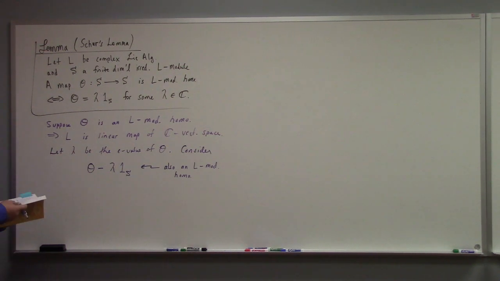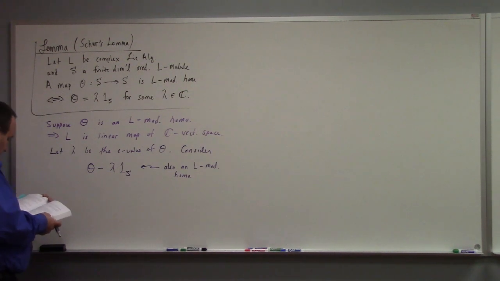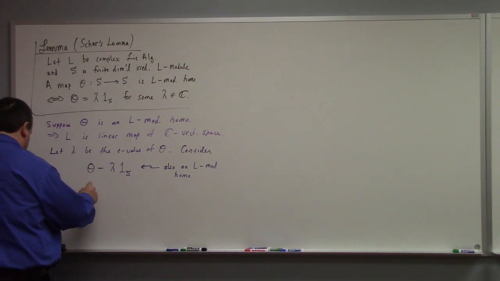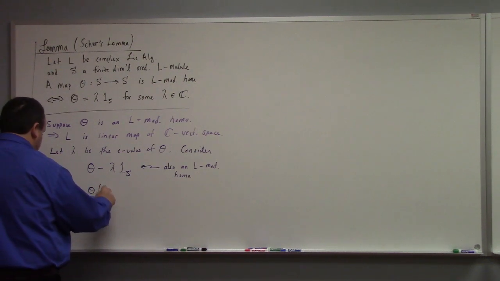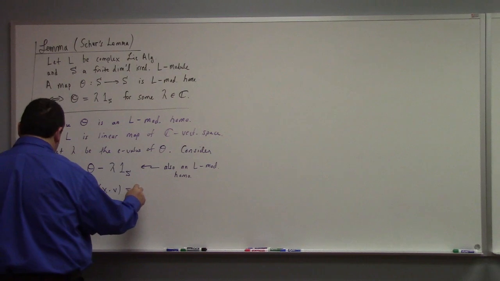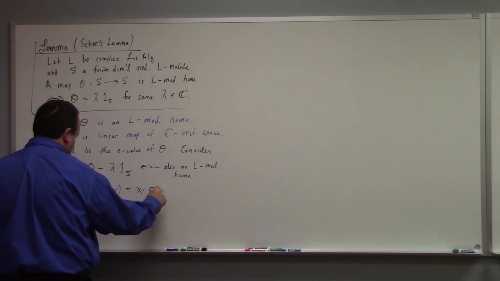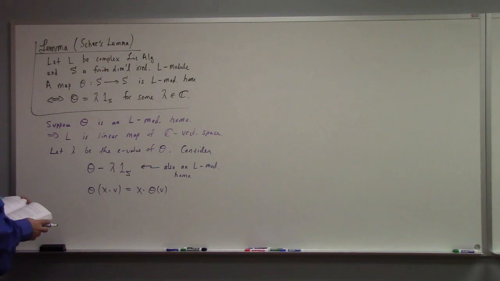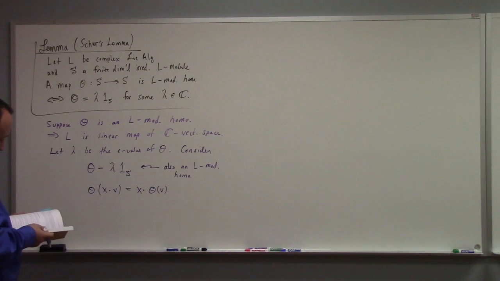the other condition is... it's escaping me. Let's see, it's a linear map such that theta of x dot v is equal to x dot theta of v, right? Scalars come out and it's linear, essentially. Or you can say theta of x dot y is equal to theta of x theta of y. The question is, what does dot mean?